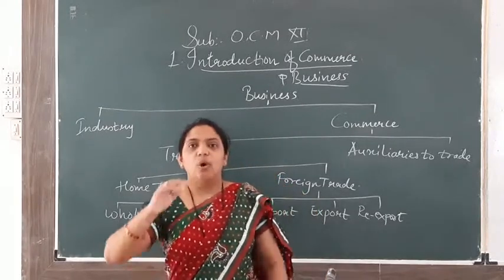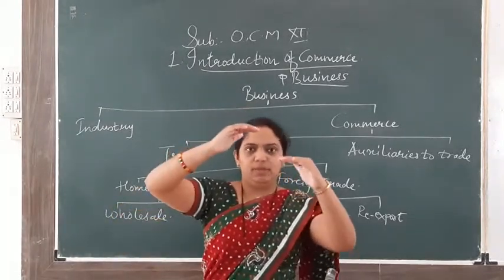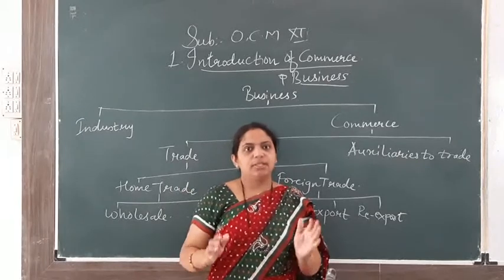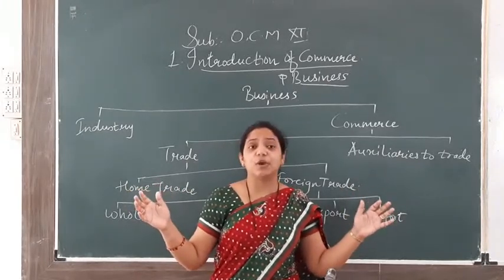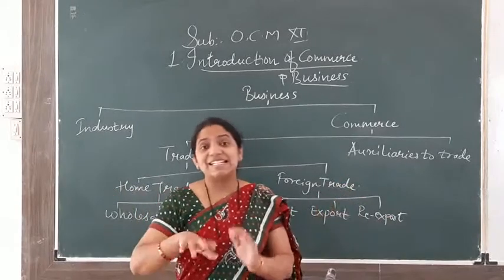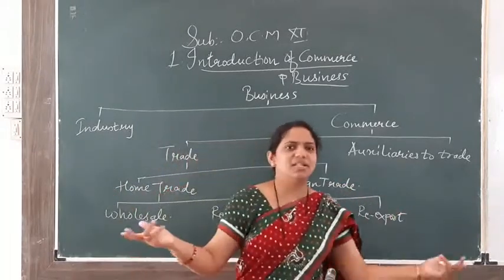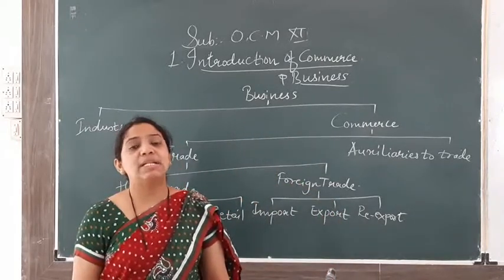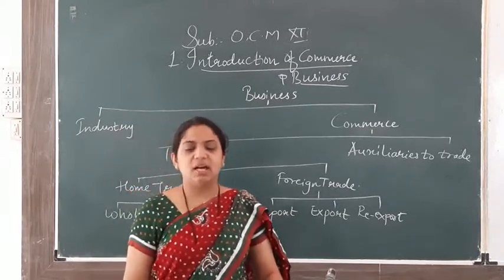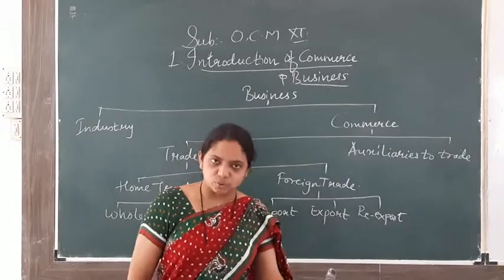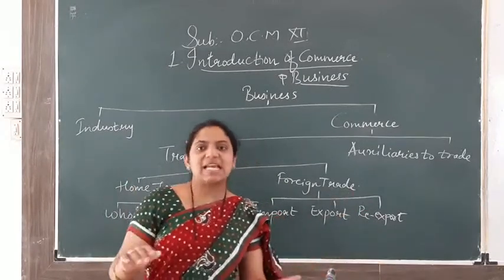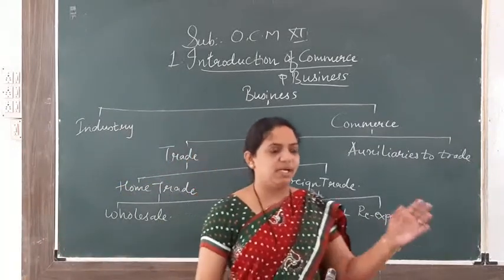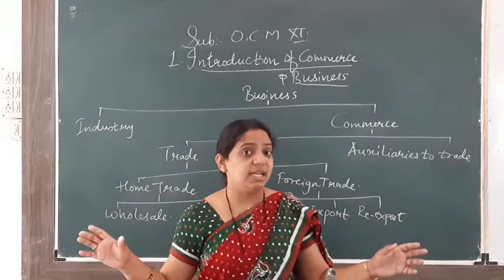Always remember, the wholesaler purchases from the producer. The producer produces the goods and sells them to the wholesaler. The wholesaler purchases from the producer in bulk quantity and sells to the retailer in small quantity, obviously. The wholesaler is a person who does wholesaling. The wholesaler is a link between the producer and the retailer.